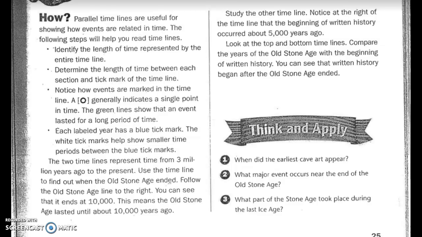Each labeled year has a blue tick mark. The white tick marks help show smaller time periods between the blue tick marks. The two timelines represent time from 3 million years ago to the present. Use the timeline to find out when the Old Stone Age ended. Follow the Old Stone Age line to the right. You can see that it ends at 10,000. This means the Old Stone Age lasted until about 10,000 years ago.